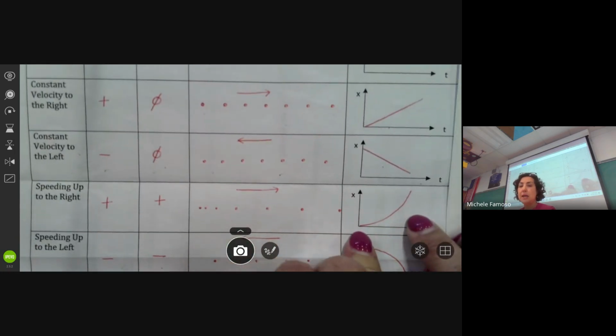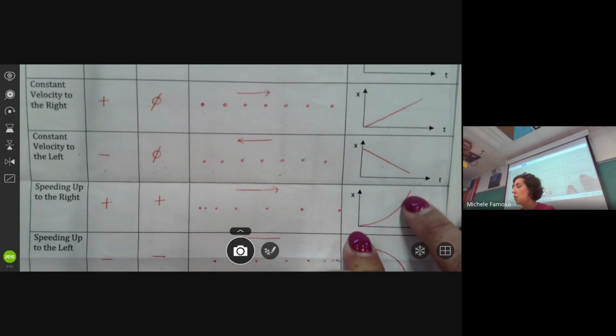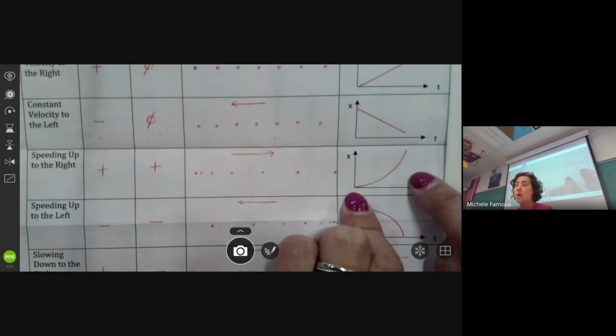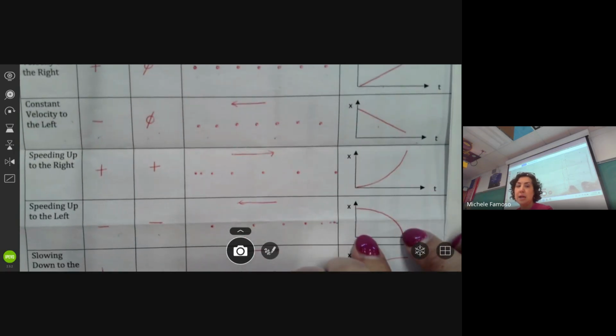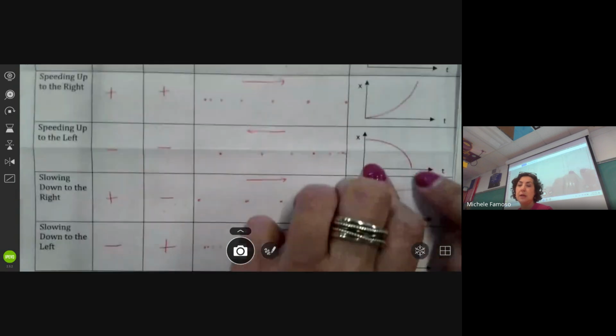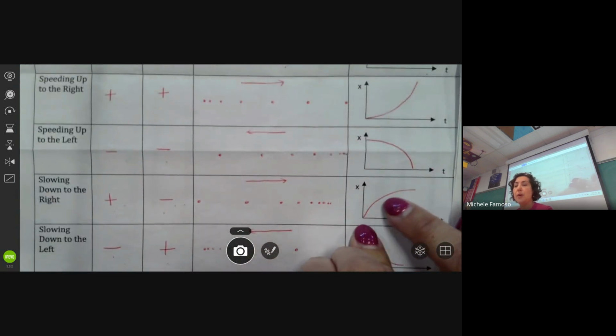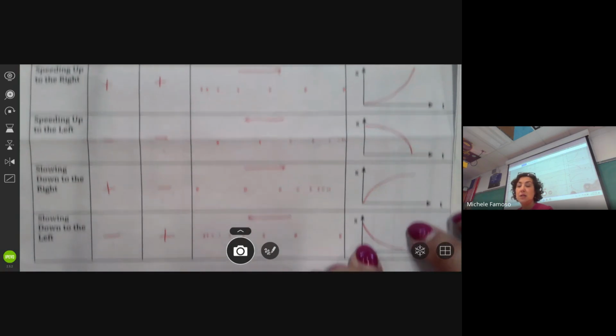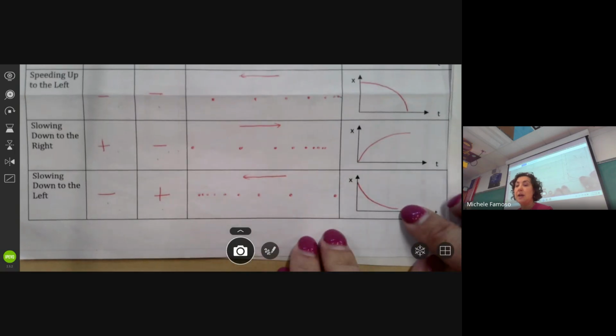Speeding up to the right has to be a parabola that goes up and gets steeper. Doesn't matter where it is, but it needs to go up and get steeper. The next one, speeding up left, has to go down and get steeper. Again, doesn't matter where the parabola is. Slowing down to the right, a parabola that goes up but levels off. Doesn't matter where it is. Slowing down to the left, it's a parabola that goes down and levels off. Again, doesn't matter where it starts.